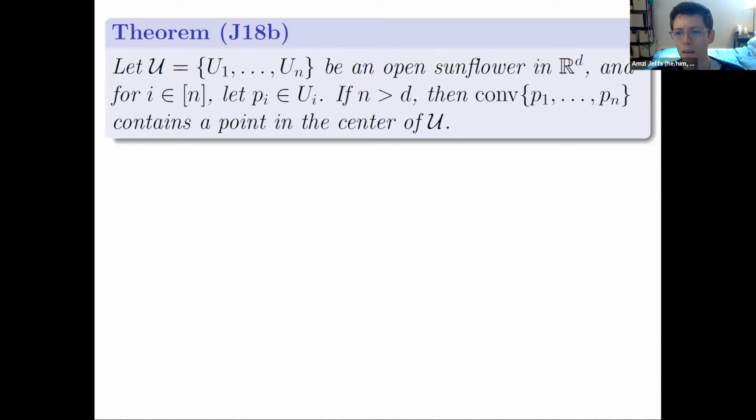And what can we say? So there was something in this previous result where I sliced through all the petals and I had to hit the center. So here's a different way to phrase that. If I have, let's say, enough petals, and I choose 1 point from each petal and take the convex hull of all those points, I have to hit the center of my sunflower. And what is enough petals? Well, it's dimension plus 1 of whatever space I'm in.